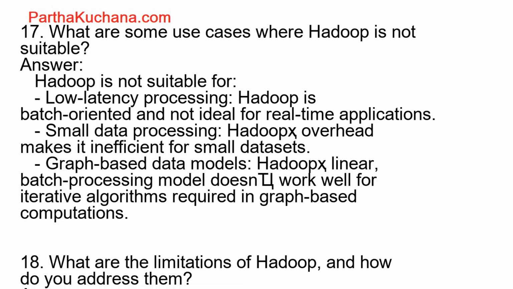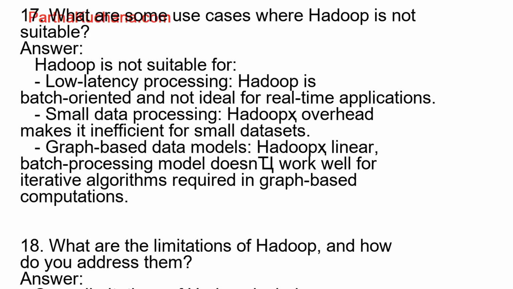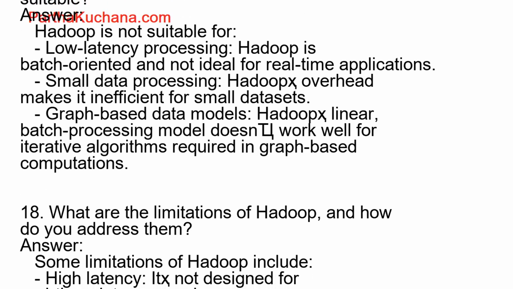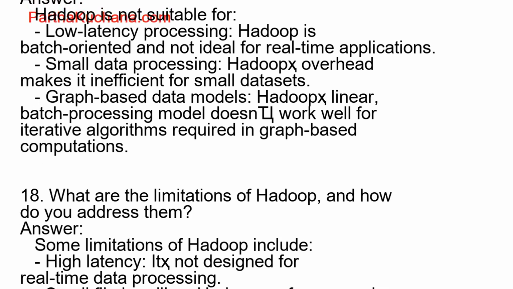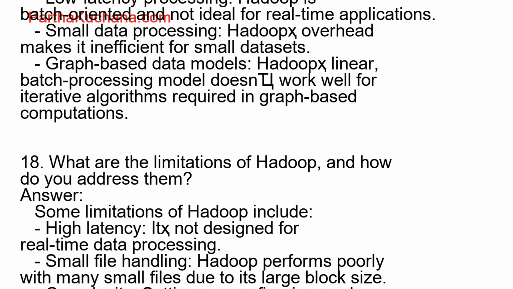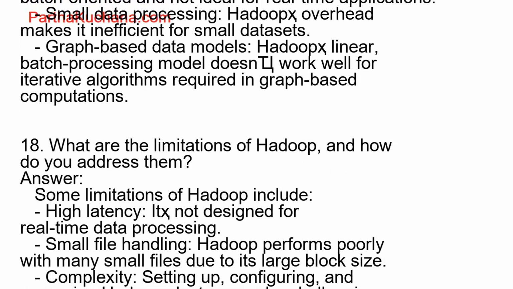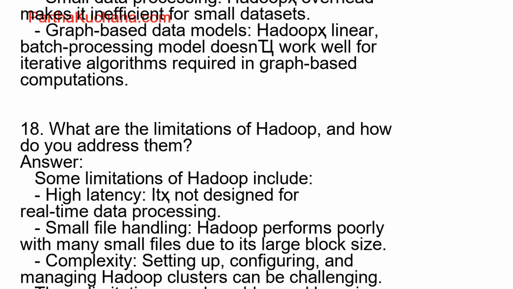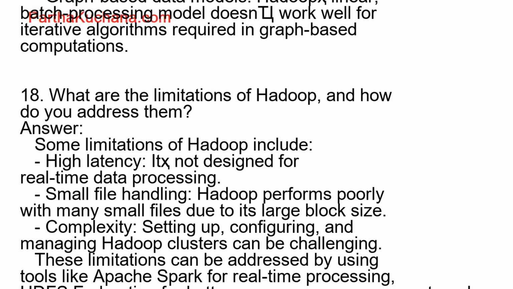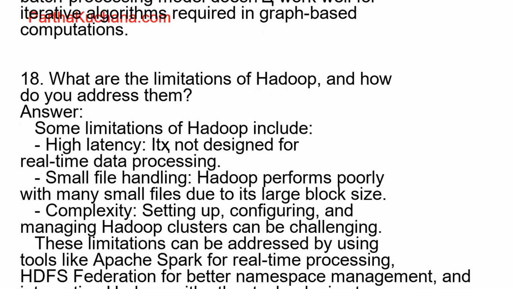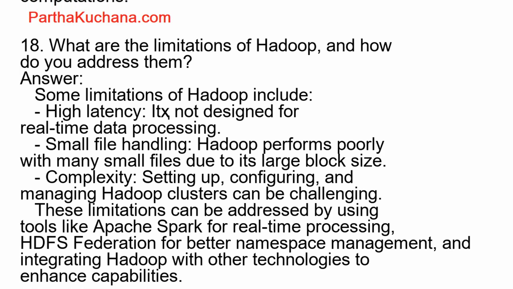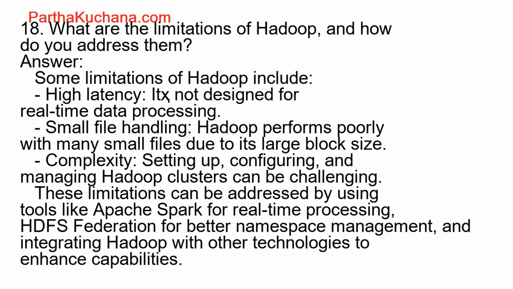19. What is the function of job tracker and task tracker in Hadoop? Answer. In Hadoop 1.x, the job tracker is responsible for managing job submissions, tracking tasks, and resource management in the cluster. It splits jobs into tasks and assigns them to task trackers, which execute these tasks on individual nodes. In Hadoop 2.x, Job Tracker and Task Tracker have been replaced by YARN's Resource Manager and Node Manager for better scalability.